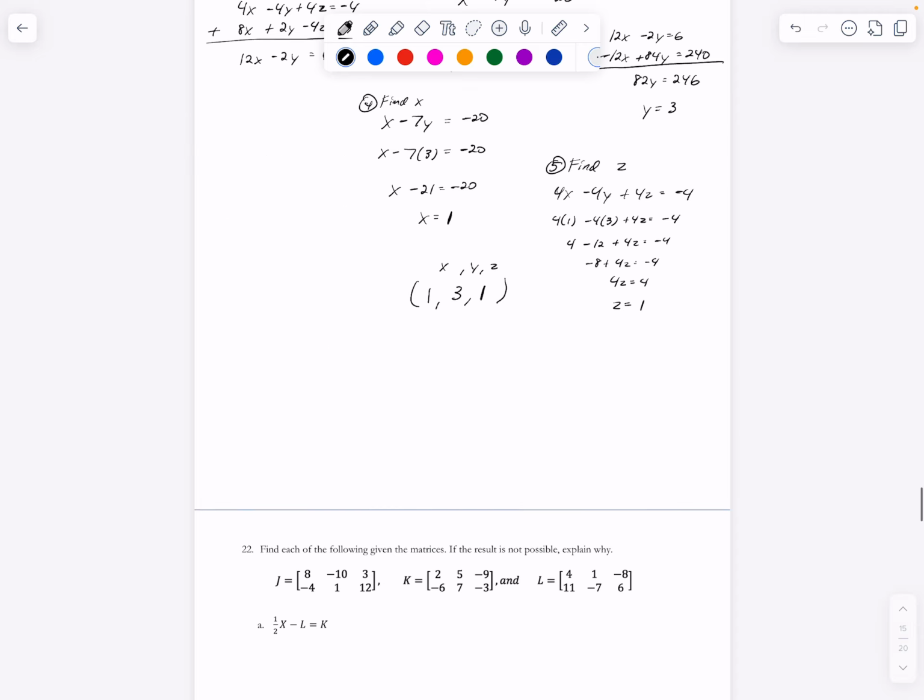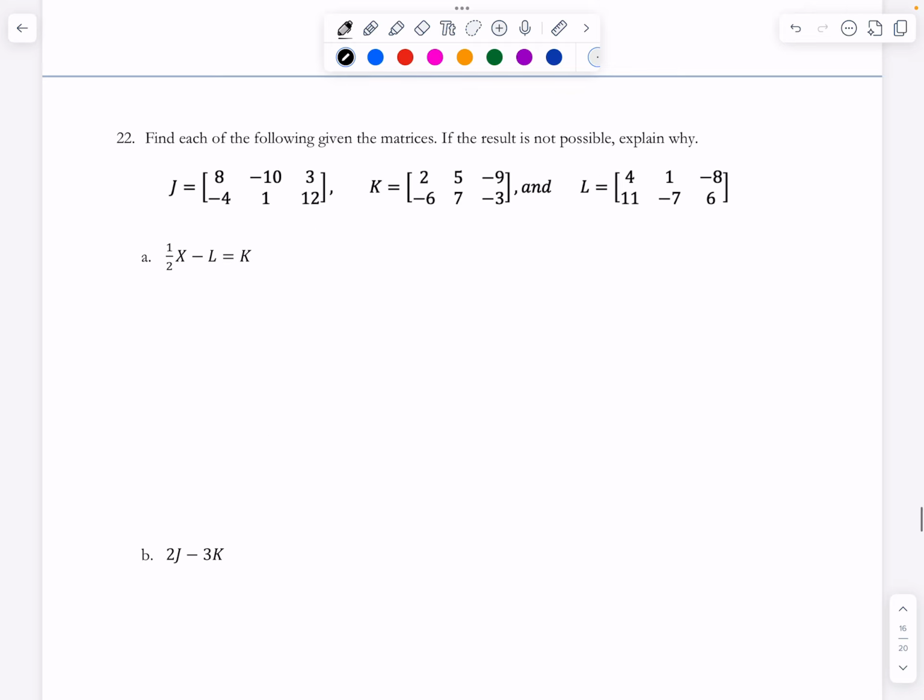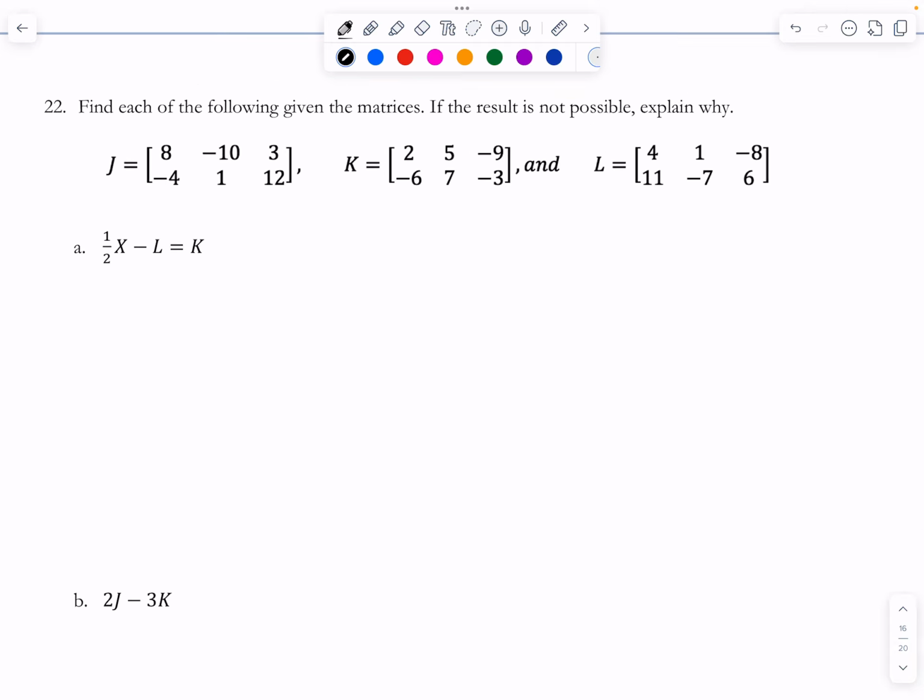Okay, let's do matrices, and then this part will be over. All right, so matrices. So part A says we have 1/2 X minus L equals matrix K. So I'm going to add matrix L to both sides. All right, so I'm going to write down 1/2 times matrix X equals matrix K plus matrix L. So let's do that over here. So K plus L.